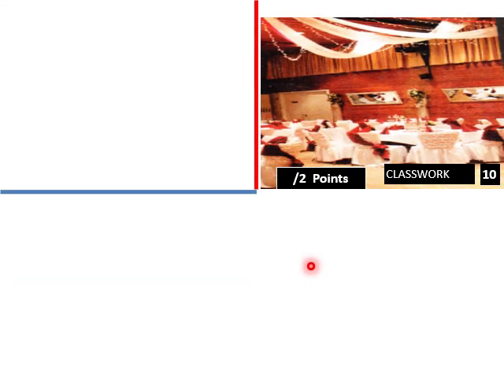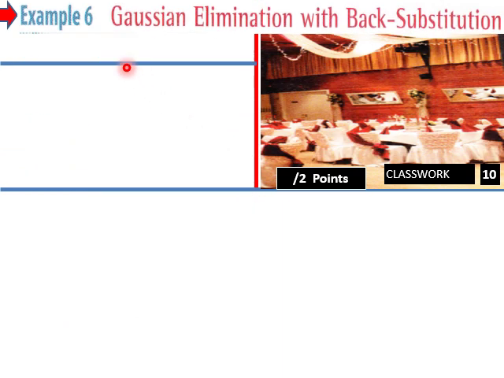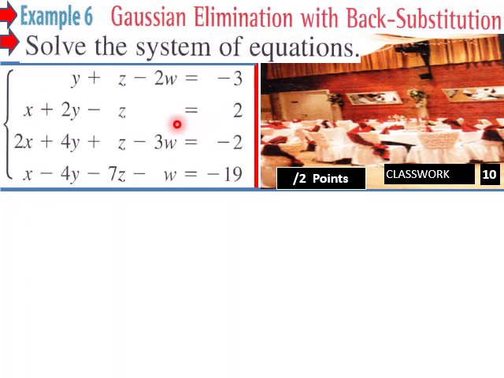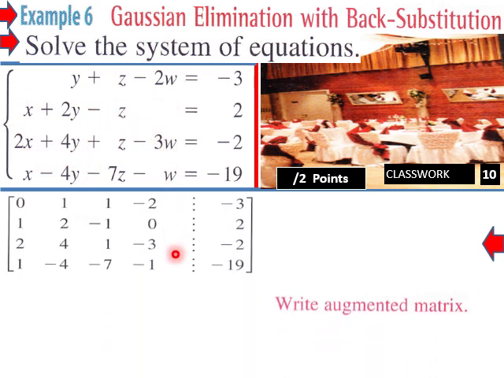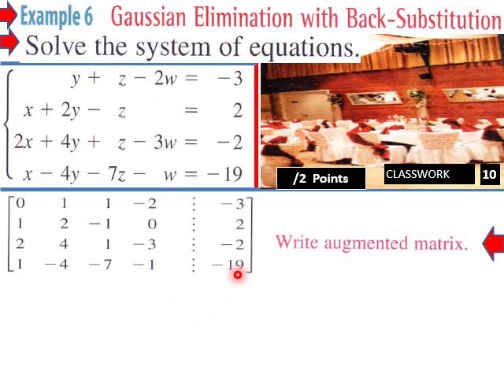So knowing that, let's try one. Example 6, Gaussian elimination with back substitution. Solve the system of equations. So we have this situation here, our system there. So write the augmented matrix. This will be the augmented matrix of this system here.